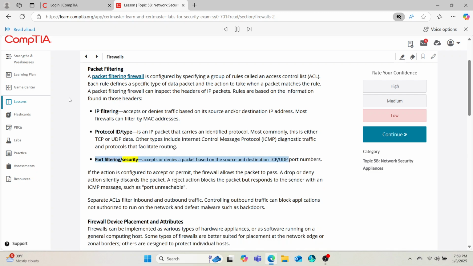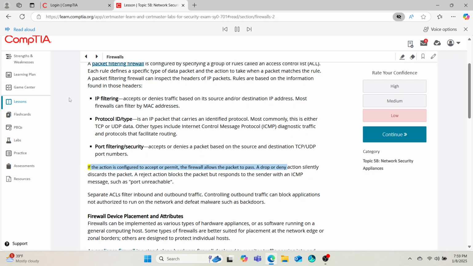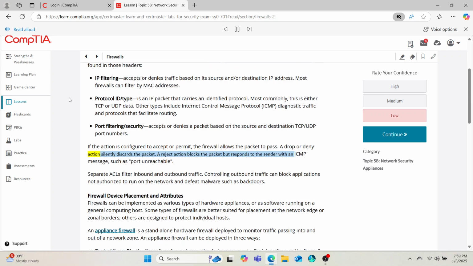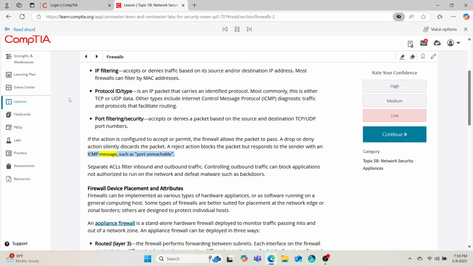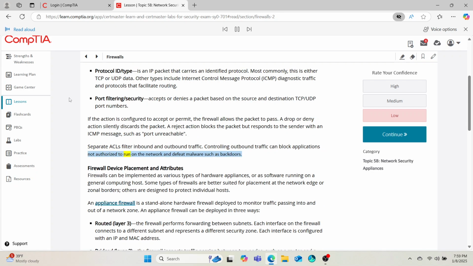Port filtering/security accepts or denies a packet based on the source and destination TCP/UDP port numbers. If the action is configured to accept or permit, the firewall allows the packet to pass. A drop or deny action silently discards the packet. A reject action blocks the packet, but responds to the sender with an ICMP message, such as port unreachable. Separate ACLs filter inbound and outbound traffic. Controlling outbound traffic can block applications not authorized to run on the network and defeat malware such as backdoors.